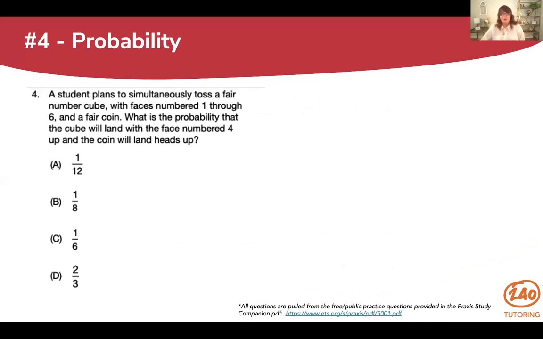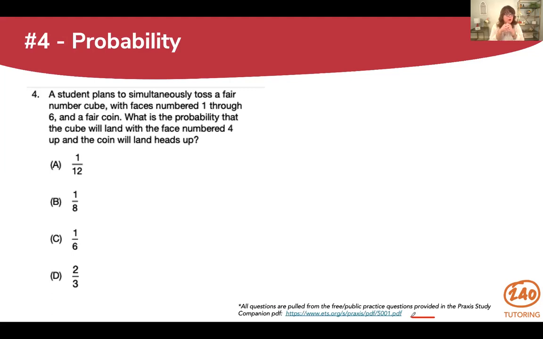These are all coming from, if you look at this down here at the bottom, the Praxis Study Companion, which can be found on the ETS site. So these are the free and public questions that are published out there for you to use. They do provide explanations for these in that study companion, but those explanations, especially in math, are often written for people who are mathematicians. And sometimes reading those explanations, even for me with an extensive math background, can be overwhelming and challenging to understand. So I'm going to try to provide you some explanations today that are a little more simplistic and easy to follow.